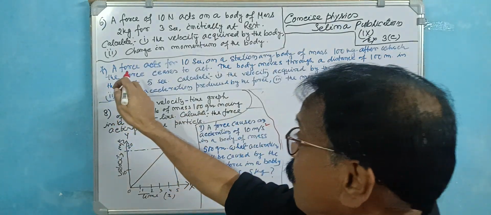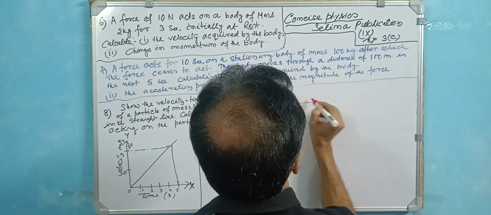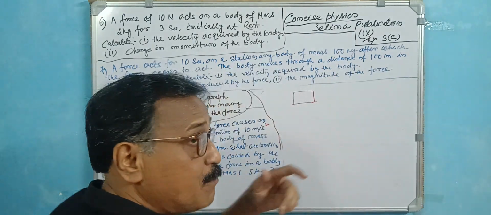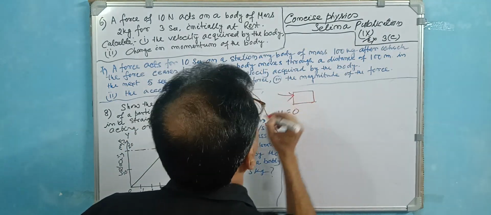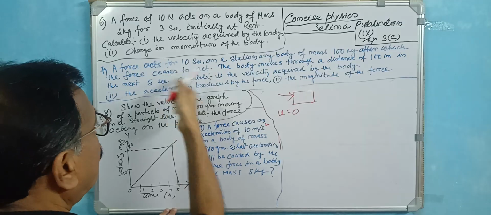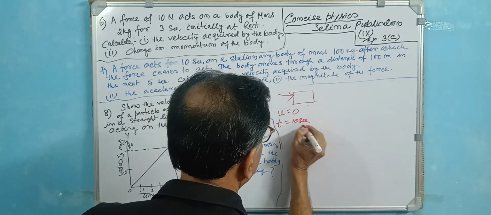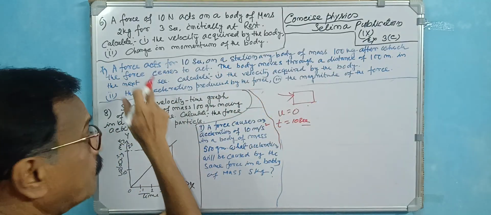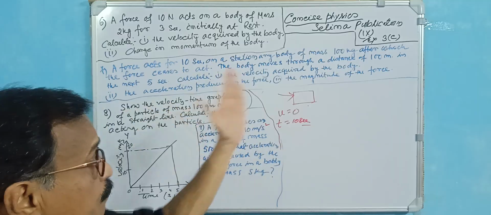Okay, a force acts for 10 seconds on a stationary body. Suppose a stationary body. Stationary body means u is 0. A force acts for 10 seconds, so t is 10 seconds. First, understand the meaning of the line properly.